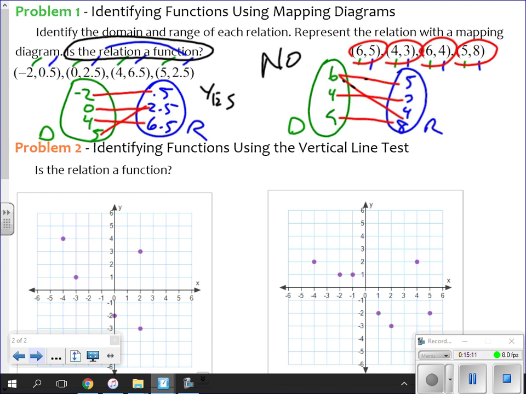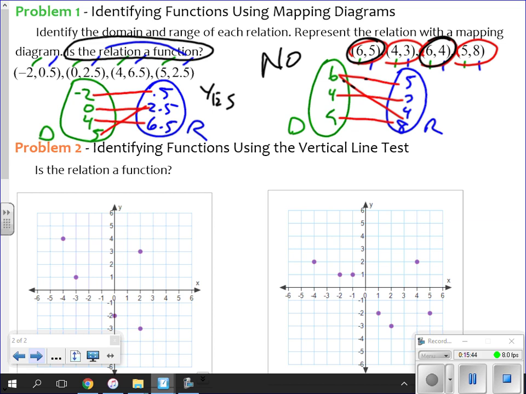That's a no because of this pair there. I have one x that has 2 y's. 6 maps to 2 different numbers. It's okay to have 2 numbers go to the same y. It is not okay to have one x have two y's. I can have 2 x's have 1 y. I can have one number over here, and if all my x's go to that one number, that's okay. Having one x go to more than one over here is no bueno.